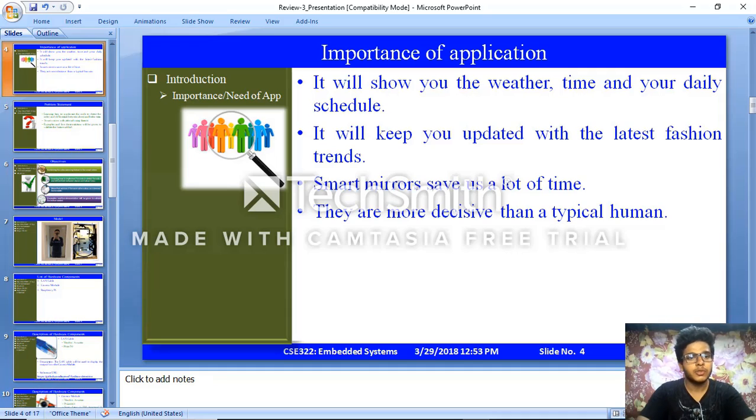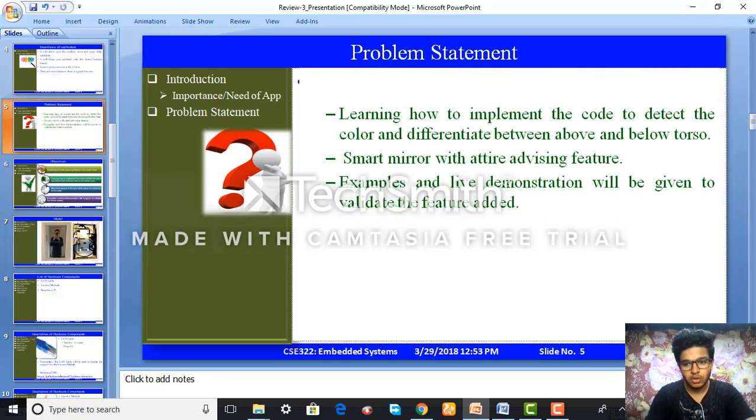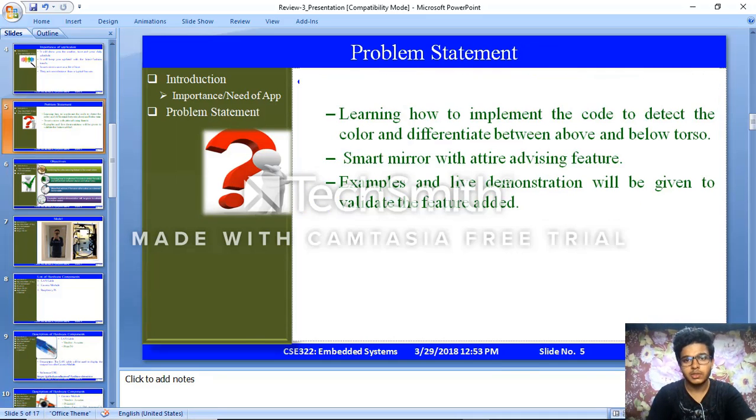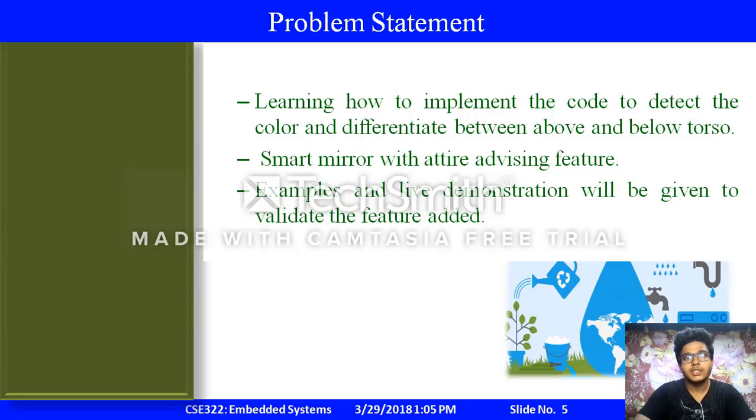Thank you, Nithin. Now I am going to take over the video from here. As Nithin talked to you about the importance of the application, now I am going to talk about the problem statement. First of all, what is a smart mirror? A smart mirror is also commonly known as a magic mirror. Why is it known as a magic mirror? Because it saves a lot of time.